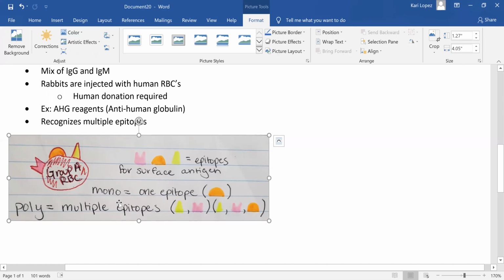Now, if you have a monoclonal, then it's just going to go against one epitope. So, for instance, just this epitope or just this epitope will be your monoclonal, but your polyclonal are going to target multiple epitopes. And so that can be, you know, just two or a mix of between all of them. So for example, you've got this epitope and this epitope, or you can target all three epitopes, and that's going to be your polyclonal.